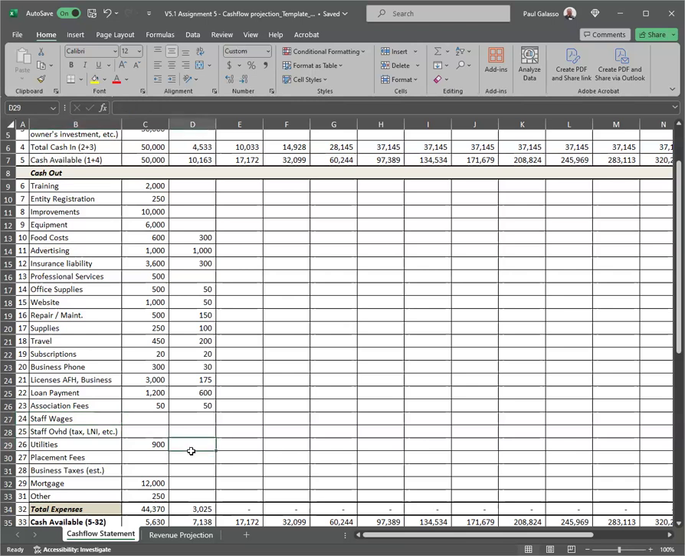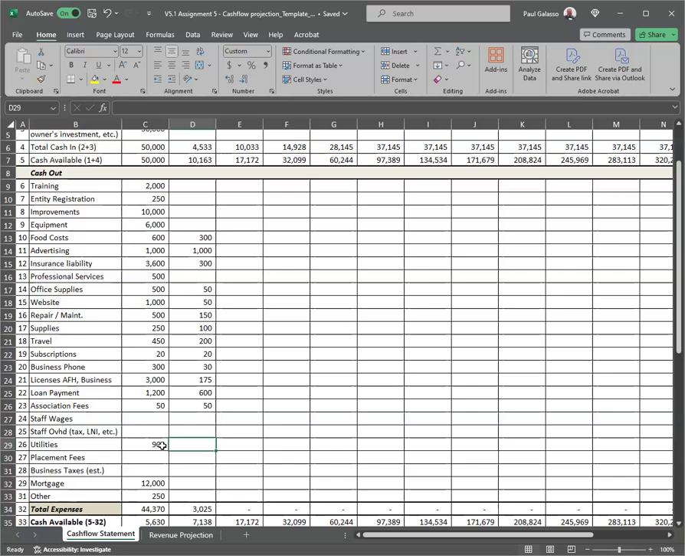All right. Now we get back into utilities. We determined that we were going to be spending probably anywhere between $300 and $400 a month for utilities. That would be one of those that would increase or decrease depending upon how many residents we have.